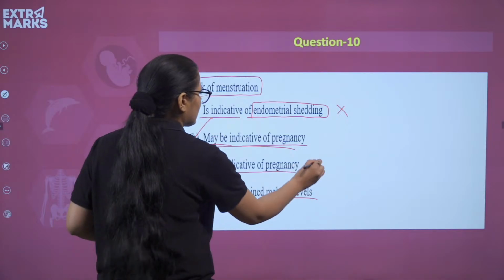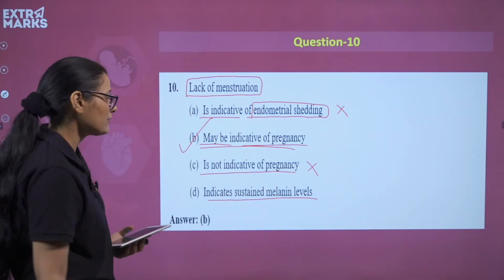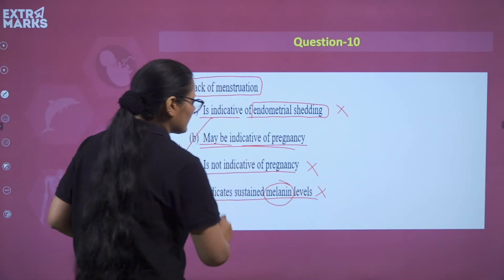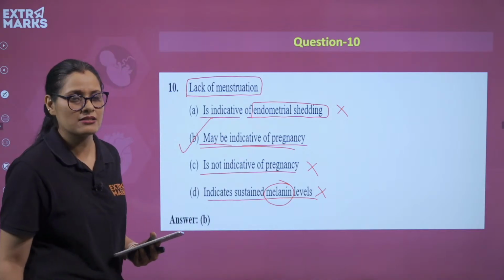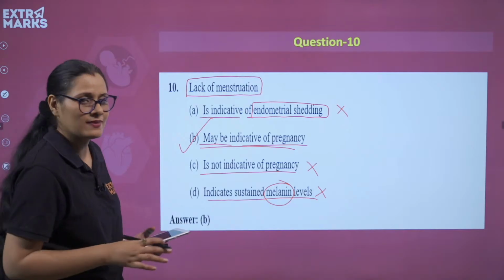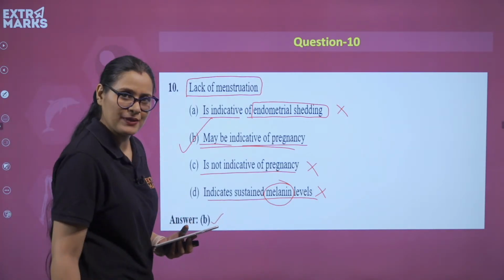It is not indicative of pregnancy is not right. It is indicative, but maybe. And it indicates sustained melanin levels? It has nothing to do with the levels of melanin. This hormone is not even in relation or association with menstruation. So the correct answer is option number B.